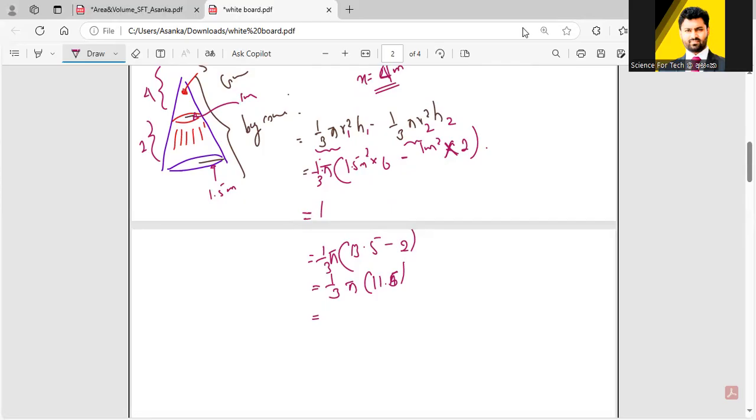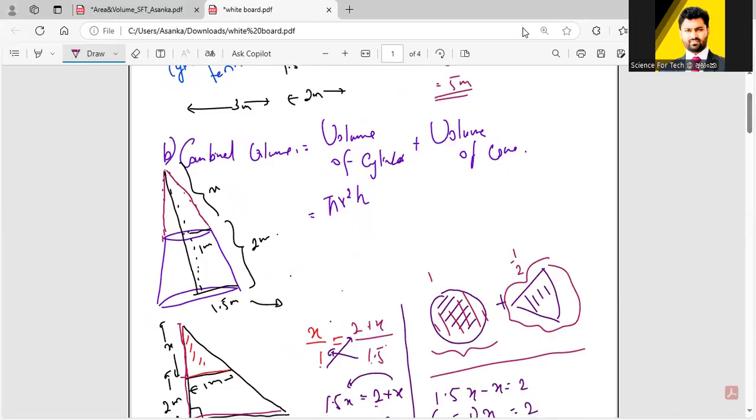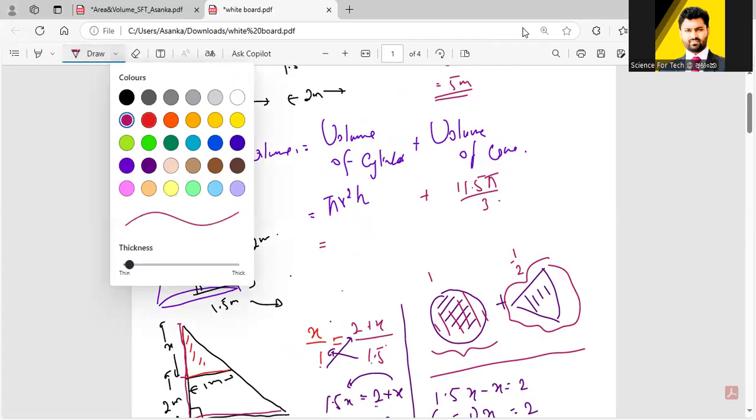1.5 divided by 3. So I'm going to take here 11.5 divided by 3. Now I'm going to take here 11.5 divided by 3.